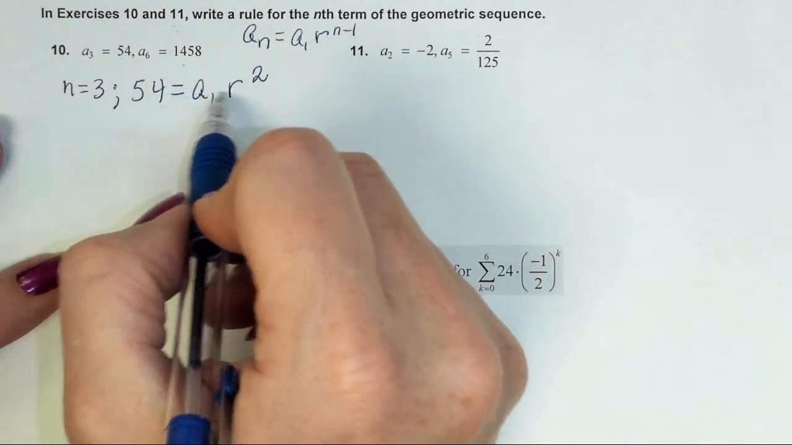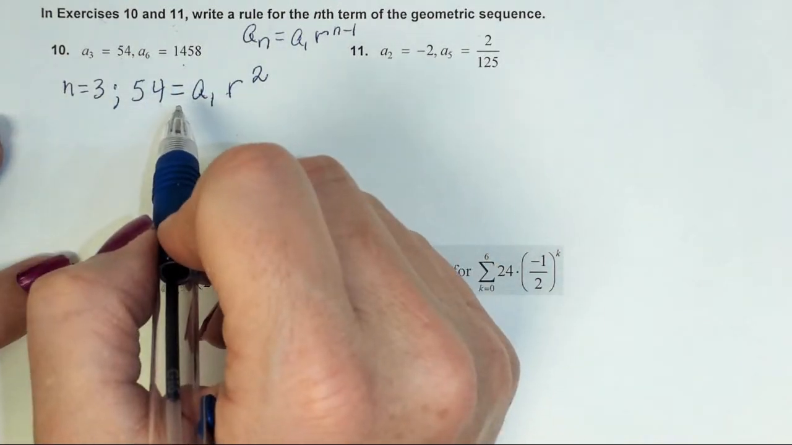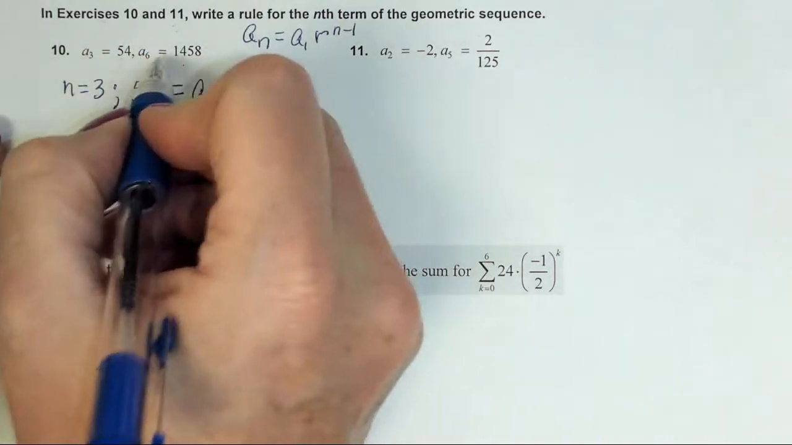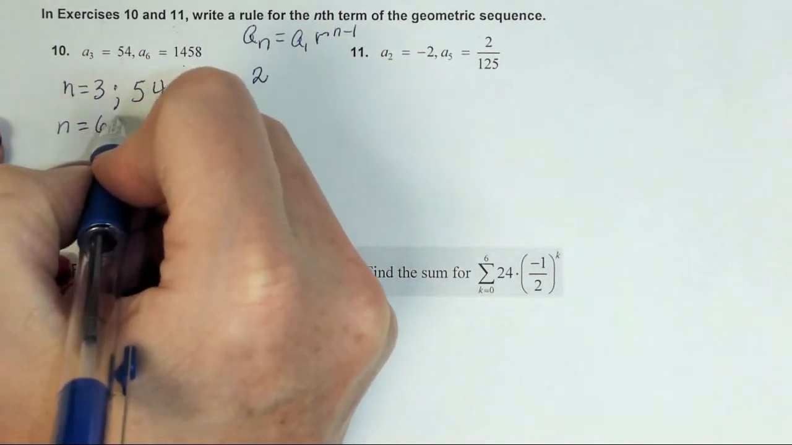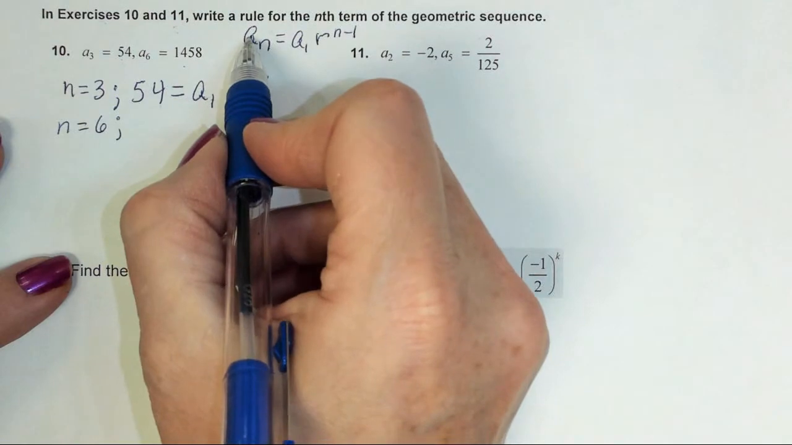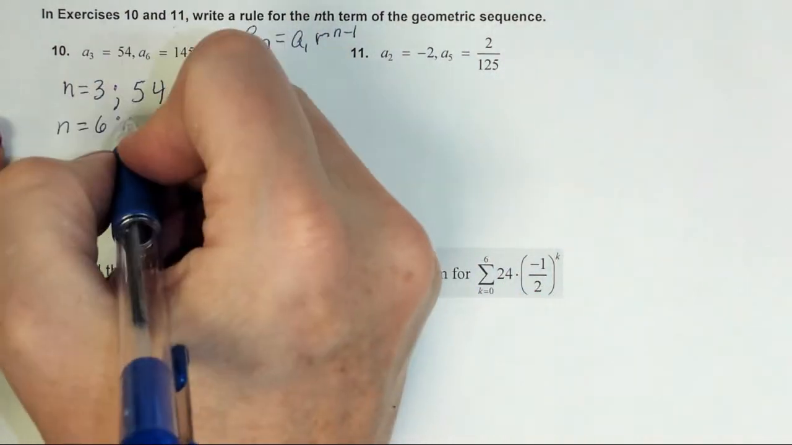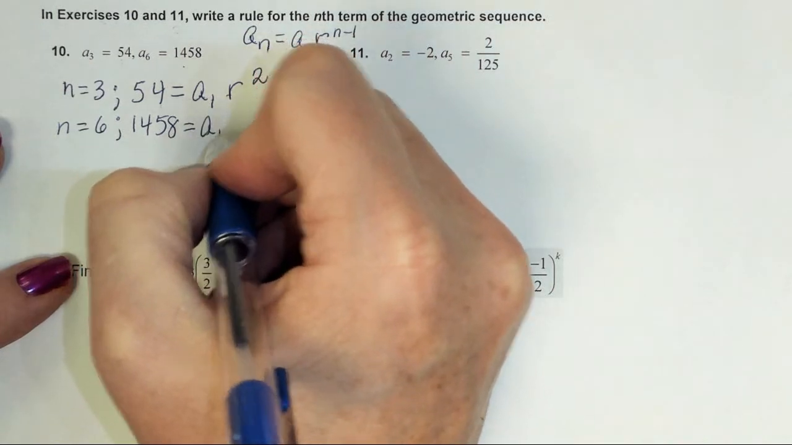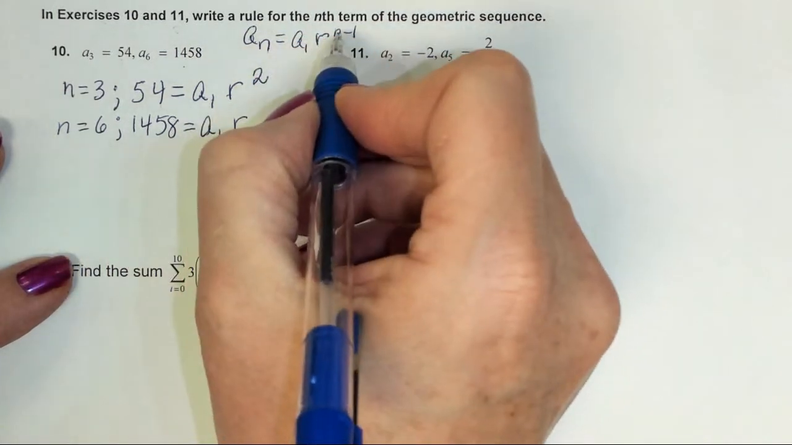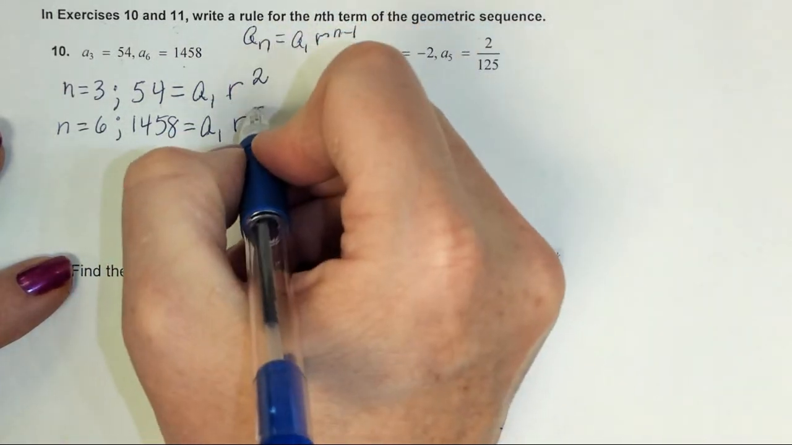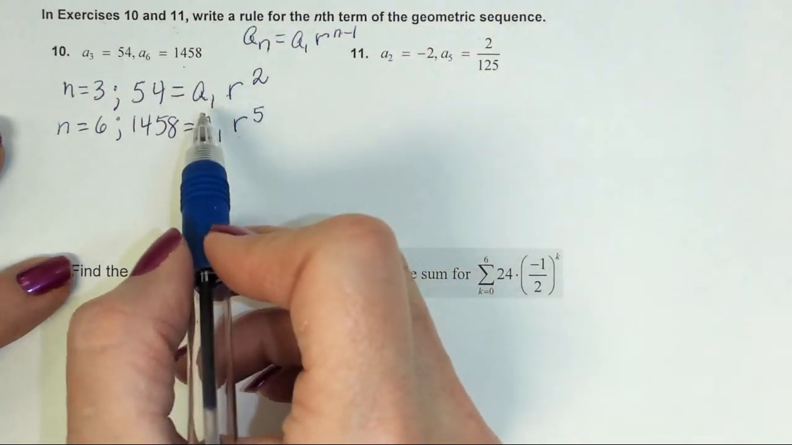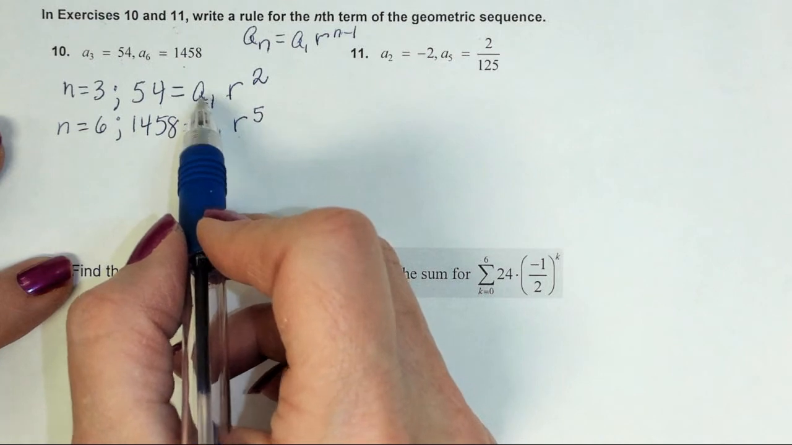But do you see how I have 2 variables in one equation? I can't solve that. But if I use the other information, when n is 6, what is a sub 6? 1458. I still don't know a sub 1. I still don't know r. But 6 minus 1 is 5. So what she was saying to do then is to solve this for a sub 1.